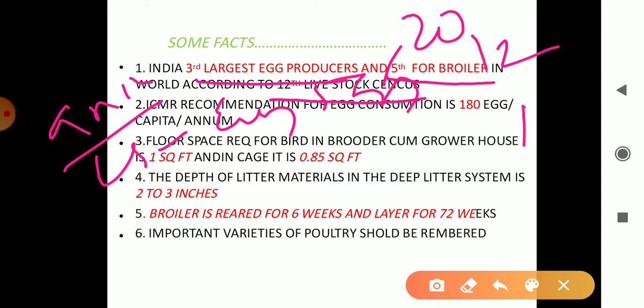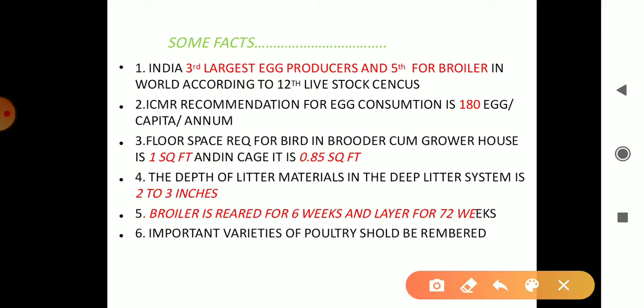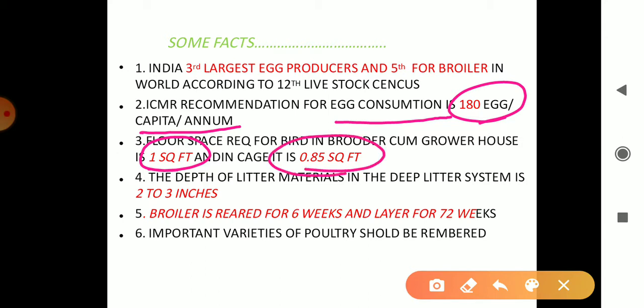So the recent census was completed in the year 2019, and the data are yet to be published by the government. The ICMR, the Indian Council of Medical Research, recommended egg consumption of 180 eggs per capita per annum. The floor space requirement for birds in the brooder cum grower house is 1 square feet. If you are keeping them in the cage system, then it is a little bit less, 0.8 square feet.